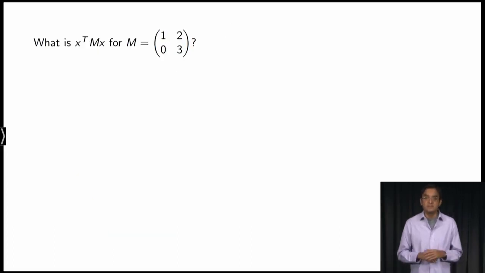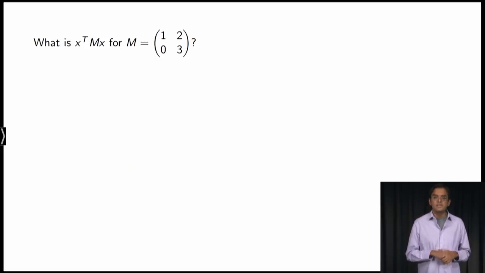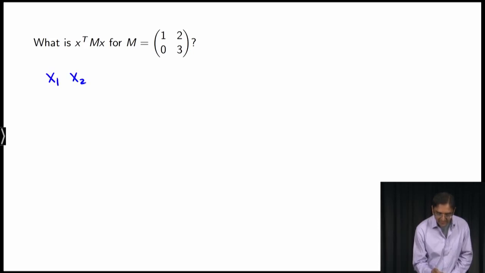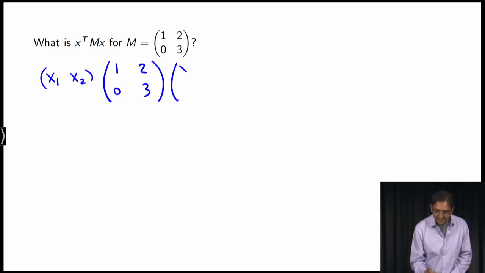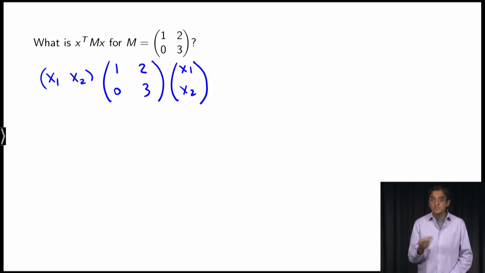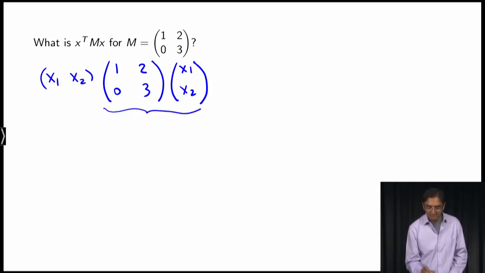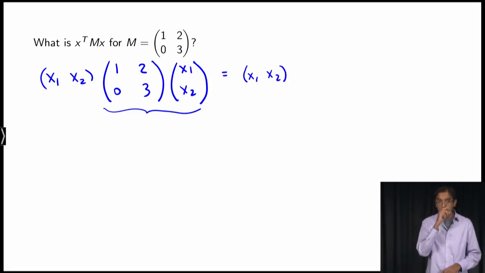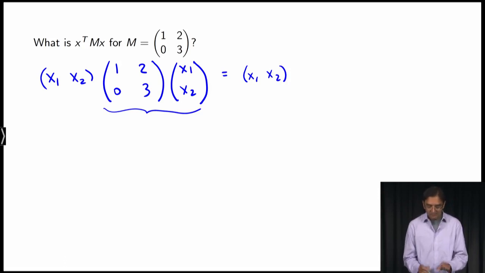Let's see a specific example of this just to drive the point home. What if we have a matrix that's 2 by 2? What kind of quadratic function does this represent? Well, if the matrix is 2 by 2, these vectors x have to be two-dimensional. So the function we're talking about is x1, x2 times this matrix times x1, x2. We can just expand this out. Let's start by doing this part. We'll copy over the x1, x2, and simplify the matrix times the vector. What do we get? We get x1 plus 2x2 and 3x2.